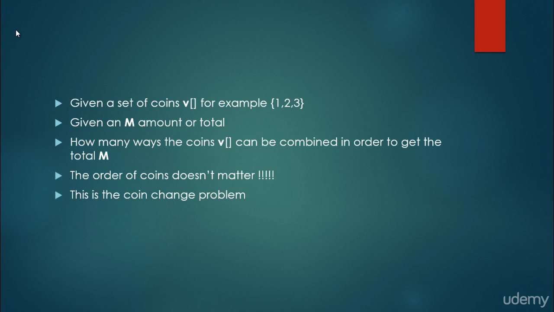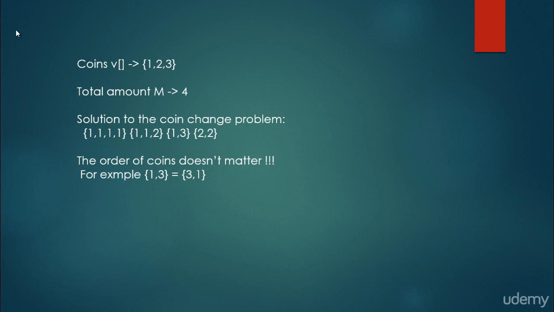It's very important that the order of coins doesn't matter. And this is the so-called coin change problem. We are going to talk about a concrete example and illustration of this problem, so it will be clear.